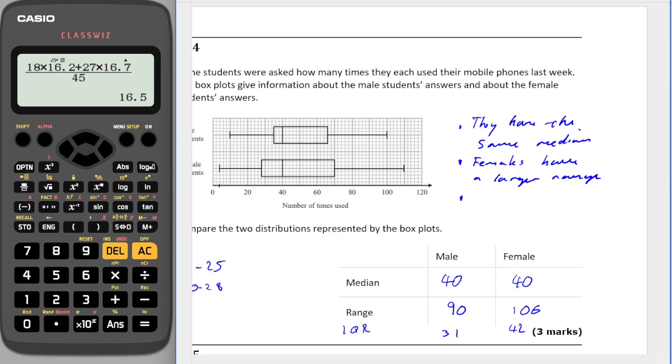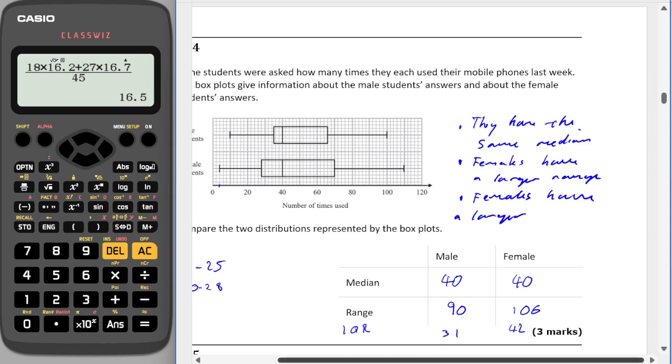And then my final statement would be comparing the interquartile range. So females also have a larger interquartile range.